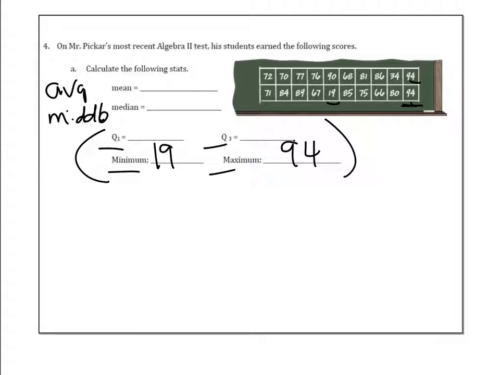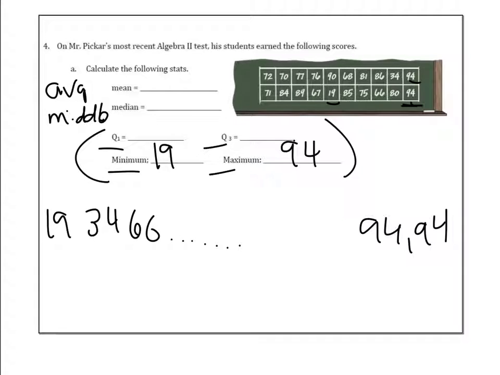So what you're looking at is, as I go through and I line all these up, I start at 19. I think the next lowest is a 34, then a 66, and it goes on and on all the way up to the 94s. Your median is right in the middle. Your Q1 is the middle of the lower half, your Q3 is the middle of the upper half, and your median is right in the middle. So as I go through here, I'll be completely honest, I let the calculator do a lot of the legwork for me, and I can show you how to do that.